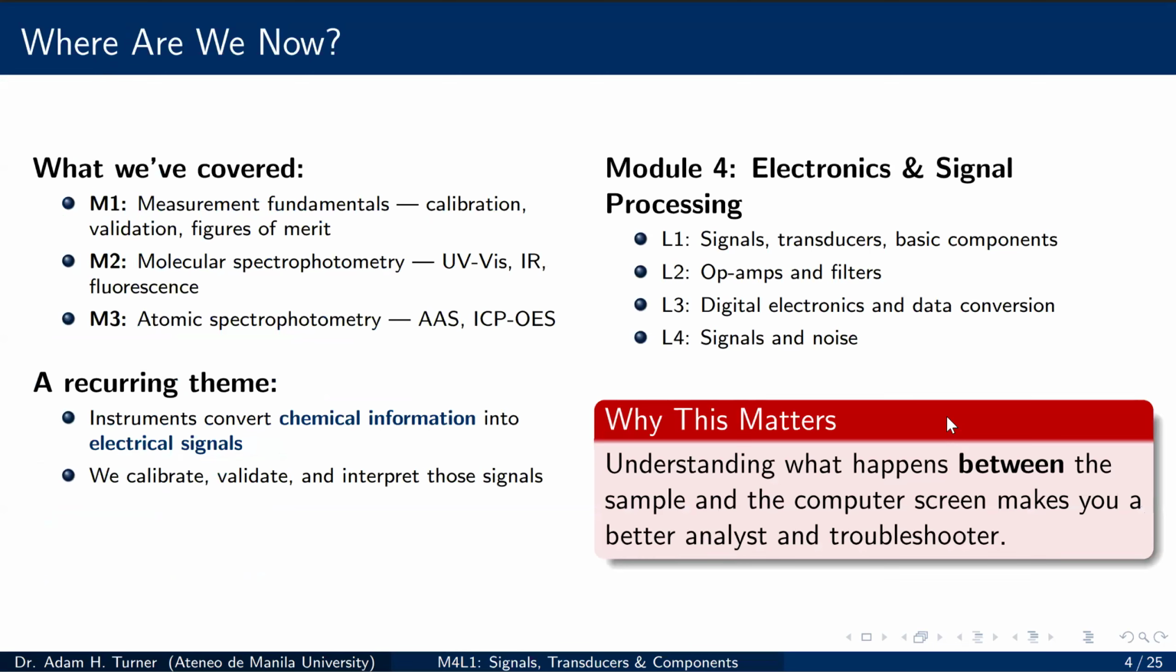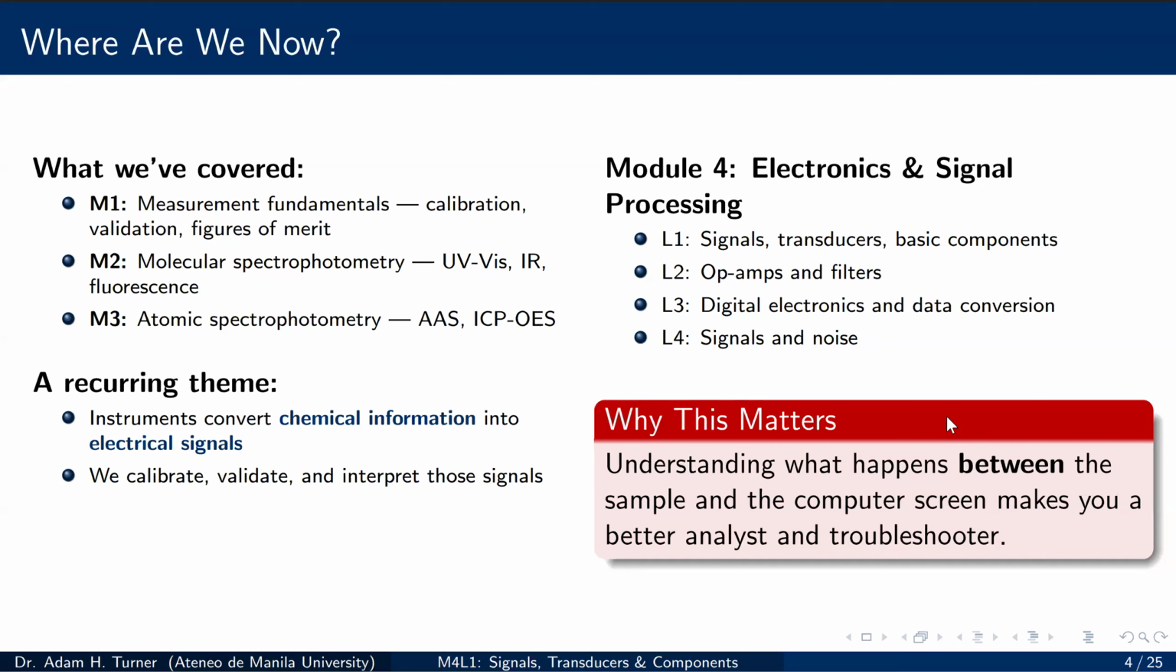So where are we at now? In module one, remember that we covered the fundamentals of measurement. So we did calibrations, figures of merit, method validation, some quality control, some quality assurance, and all of those things still apply to this module. In modules two and three, we looked at how we can get information about molecules and atoms using different types of spectrophotometry. And every time that we had a measurement, there was a detector which captured that interaction, and then somehow we got an output. How that output was generated is what we'll learn in Module 4.